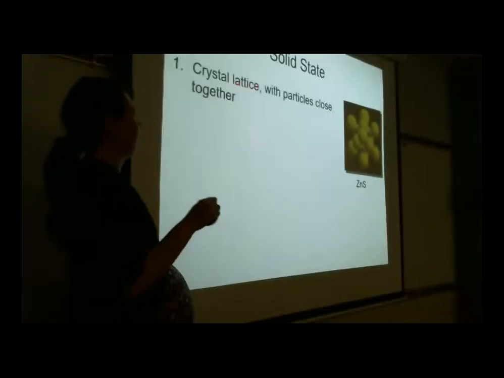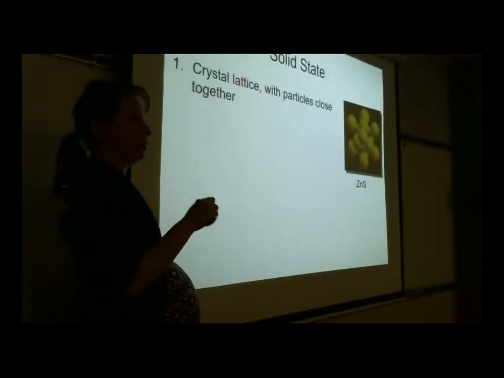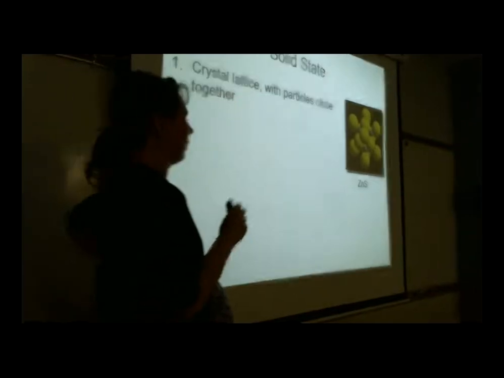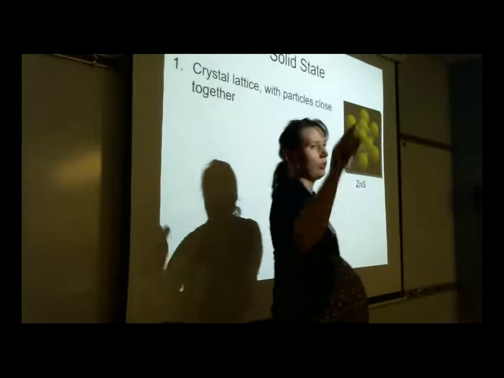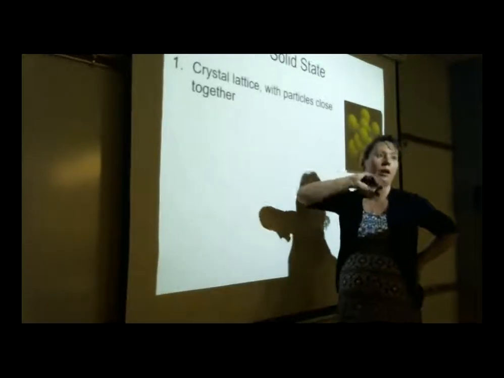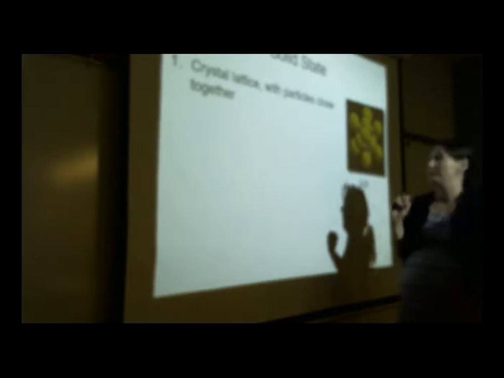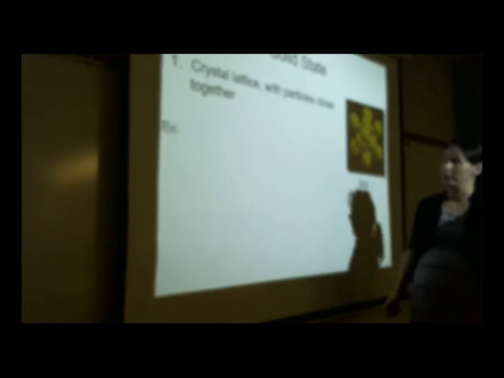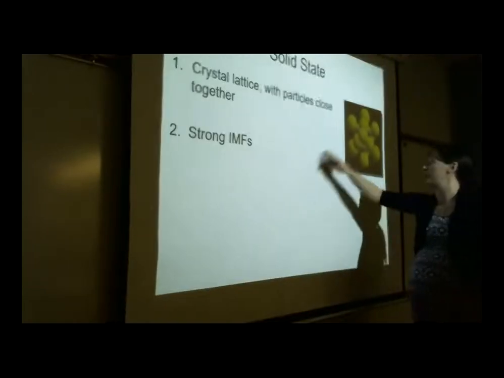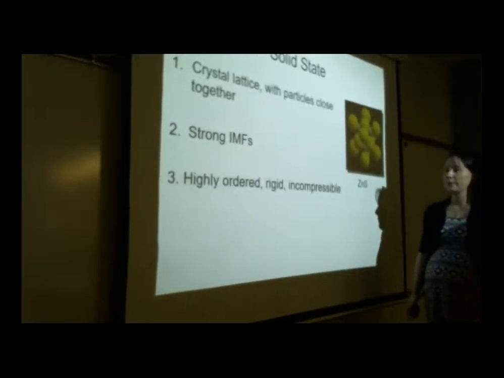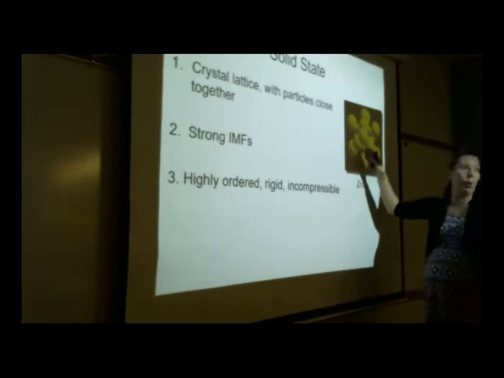All right, so in the solid state, we have a crystal lattice. This is a word that we used a long time ago. What does that mean? That means the particles are in a regular repeating arrangement. So if you look on the bookcase back there, right, all of those are crystal lattices. It's a regular repeating arrangement of atoms. Particles are close to each other, right? We have strong intermolecular forces at play in the solid state. And it's extremely ordered, right?